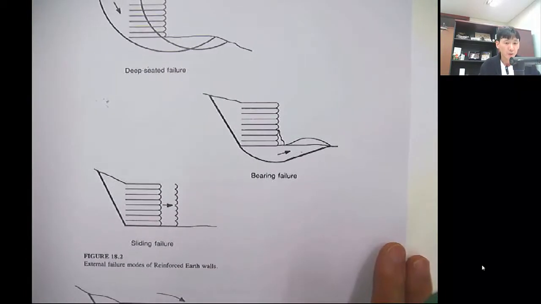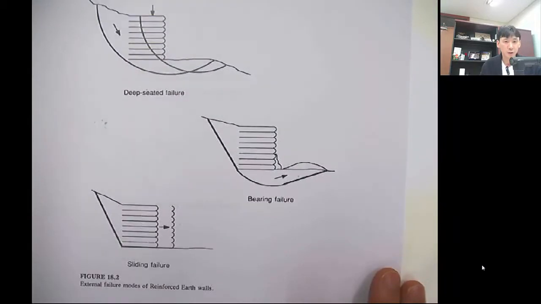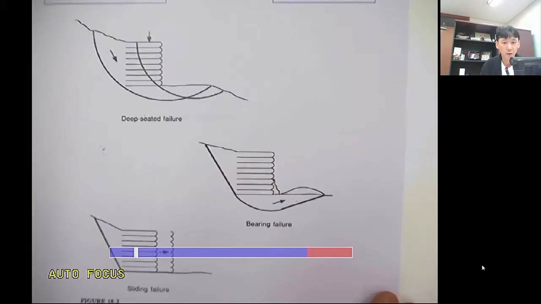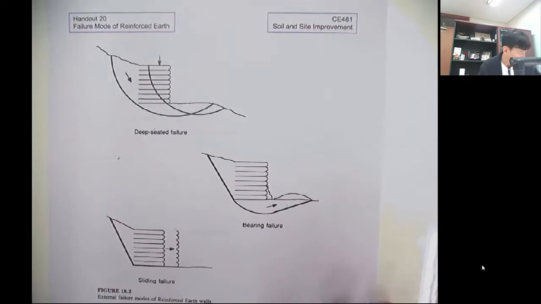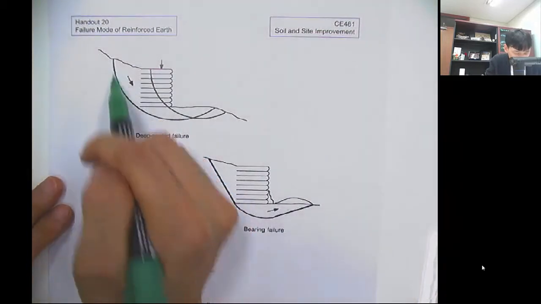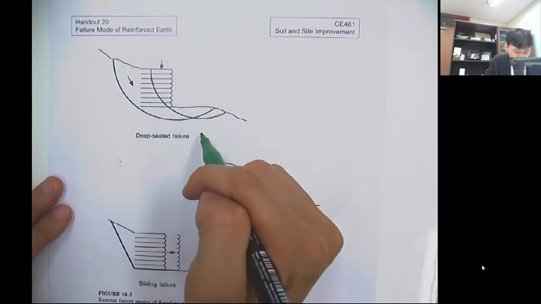So, examples of the external failure: deep-seated failure, bearing failure, sliding failure, and overturning. Deep-seated failure shows that it's more like a slope failure, right?